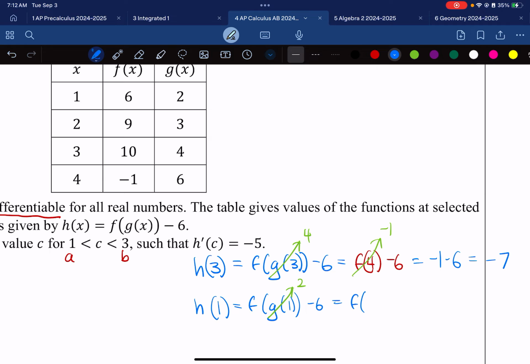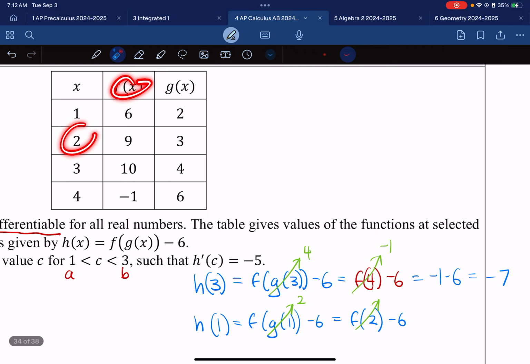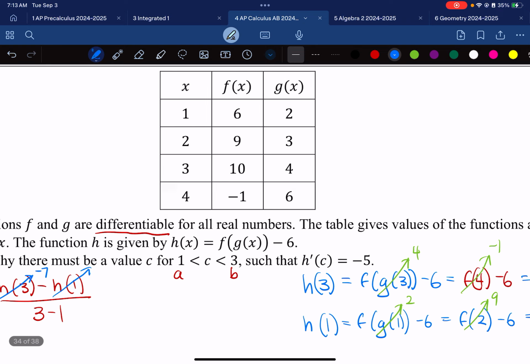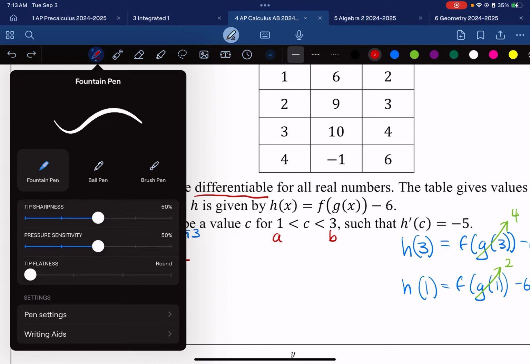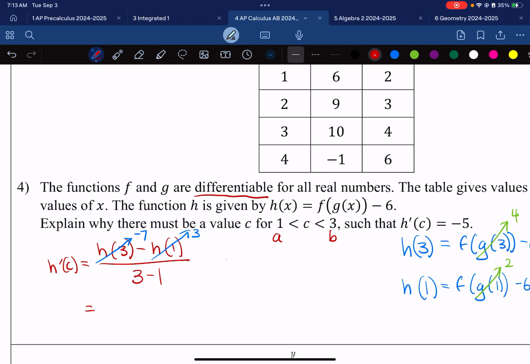Therefore, this is f of 2 minus 6. And then what's f of 2? F of 2 is 9. So I can say that's 9. So that's really 9 minus 6. And 9 minus 6 is 3. So I can come back over here and say this evaluates to 3. And now I can come over here and say this is really, not h of, I was about to do something silly. This is going to be negative 7 minus 3 all over 3 minus 1, which is just 2, which is equal to negative 10 over 2, which is equal to a negative 5. And lo and behold, h prime of c is indeed equal to negative 5.